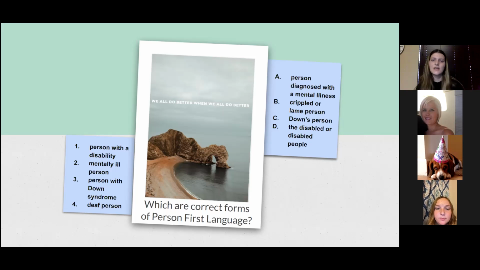And then over to the next rectangle, A through D. A, person diagnosed with a mental illness, that is person first language. B, crippled or lame person, that is not person first language. That's putting something before the person, before the individual as a human being. Downs person, I've actually heard this quite often, and that is not person first language. Again, you're putting the disability before the person, and that's not appropriate. And then the disabled person or disabled people, that is also not person first language.